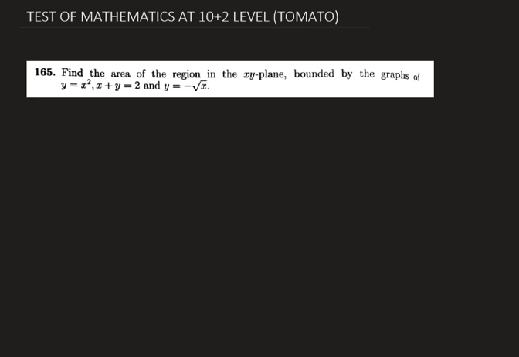आज हम Test of Mathematics at 10+2 level, जो कि TOMATO नाम से बहुत popular book है, इस बुक से एक problem solve करने वाले हैं। ये बुक Indian Statistical Institute के द्वारा publish किया जाता है to help the students in their preparation for ISI entrances. तो आइए देखते हैं कि इस question में क्या पूछा गया है। Find the area of the region in the xy plane bounded by the graphs y equals x square and x plus y equals 2 and y equals minus root over x.